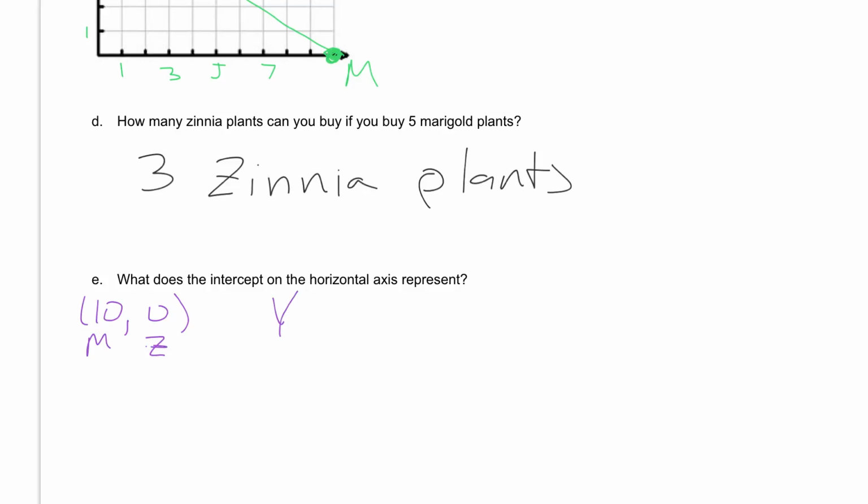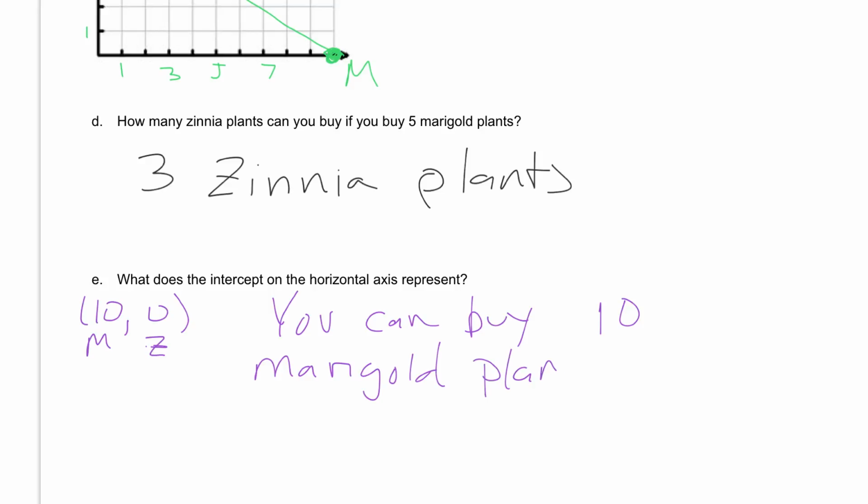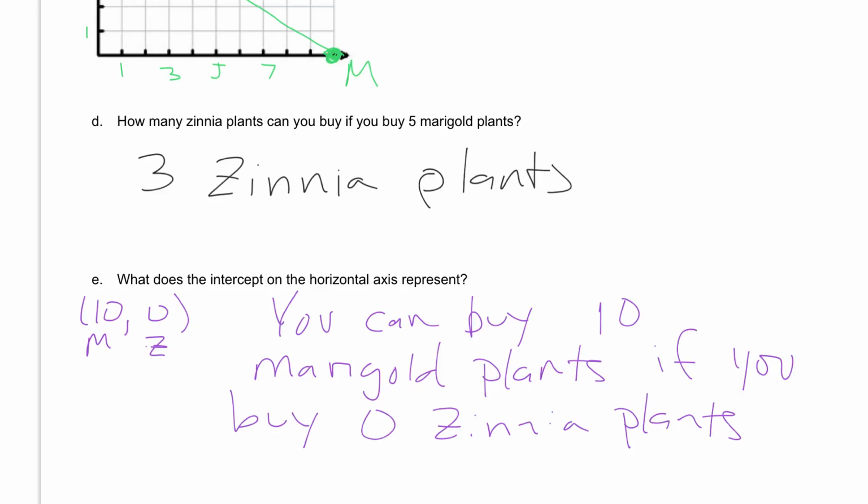And you would say you can buy 10 marigold plants if you buy 0 zinnia plants. If you labeled your axes the other way around, you should say you can buy 6 zinnia plants if you buy 0 marigold plants. So if your axes were switched, that's what it should say.